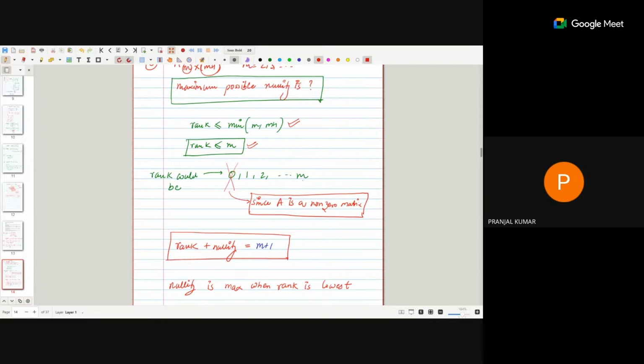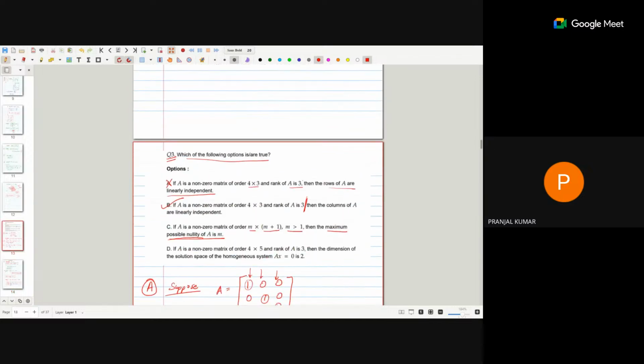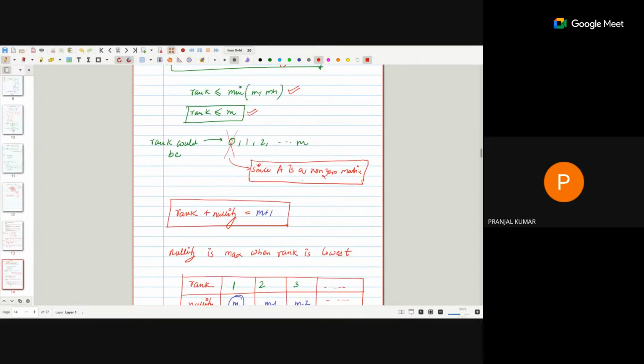Okay, fine. Now it is saying that A is a non-zero matrix, so again rank cannot be 0. That's why I have cancelled 0. So all these are the possible ranks. Okay, please mute yourself again, I'm requesting.